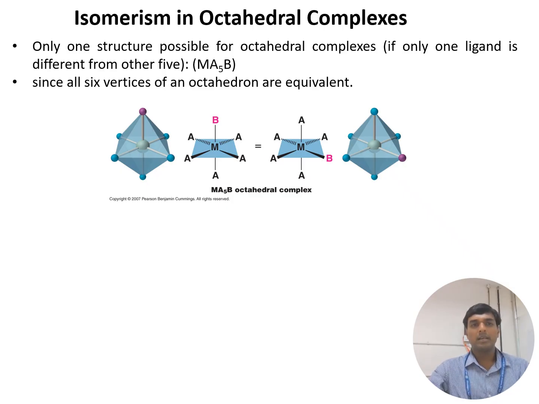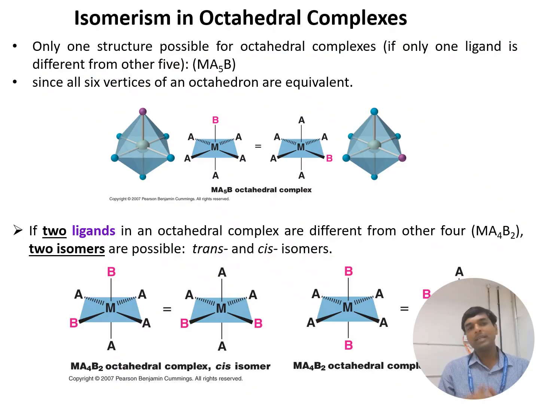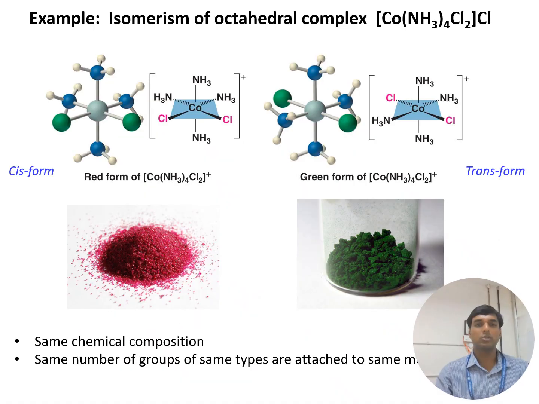You can see that for MA5B, the ligand can be either perpendicular to the plane or in the plane structure. Or when you have two ligands opposite, suppose MA4B2, you can have a cis isomer. When two ligands are on the same side, that's called the cis isomer. When they are on opposite sides, they are called the trans isomer.